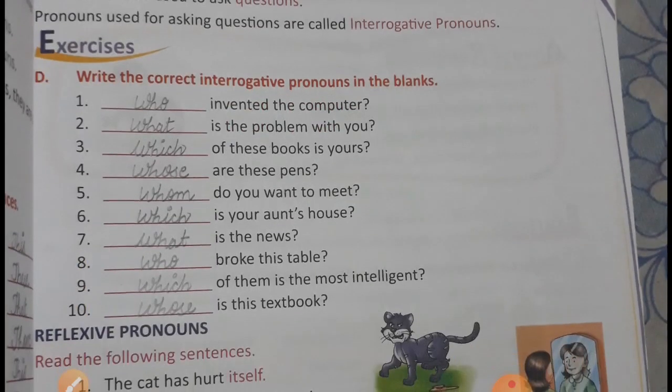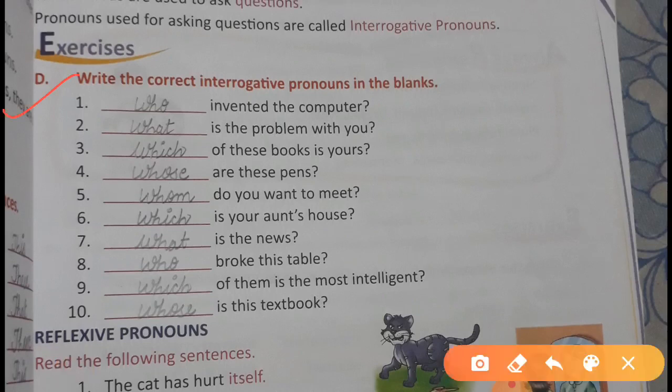So here is your first exercise. You see, write the correct interrogative pronoun in the blanks. So first is, who invented the computer. Second, what is the problem with you. Third, which of these books is yours. Fourth, whose are these pens. Fifth, whom do you want to meet. Sixth, which is your aunt's house.